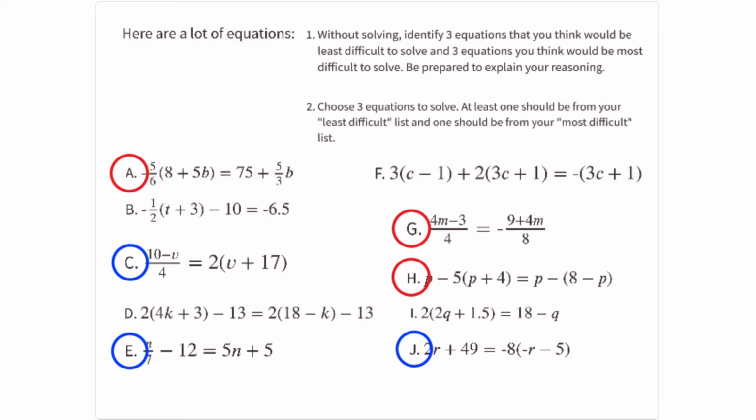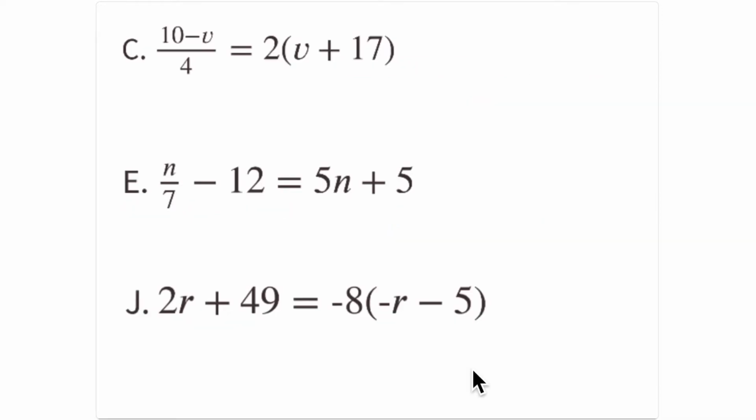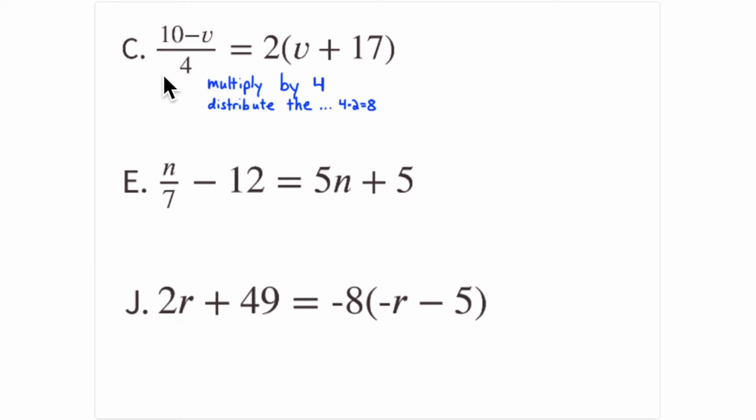The next three equations I thought were a bit easier to solve. And those equations are C, E, and J. And in equation C, to solve this equation, you can get rid of this 4 in the denominator by multiplying through by 4. So this 4 times 4 will cancel out this 4 in the denominator. But once you do that, you end up with 8 here. This becomes 4 times 2, and that 8 needs to be distributed. But that's not too bad.